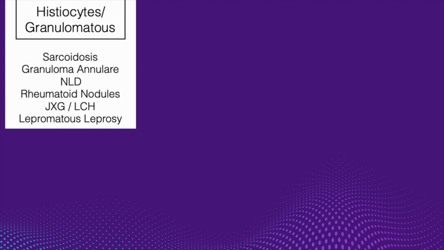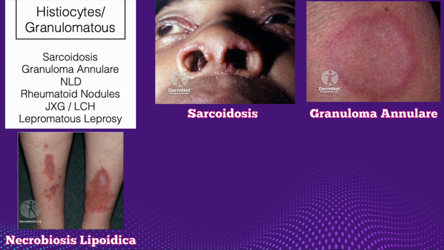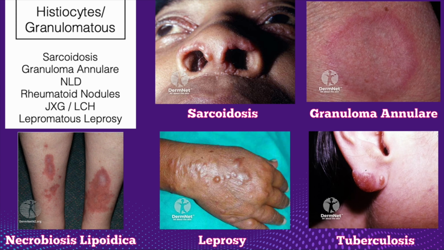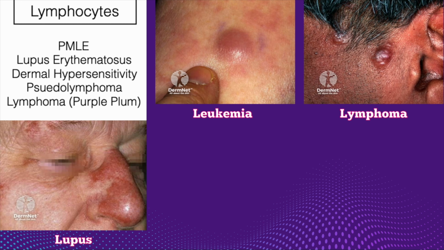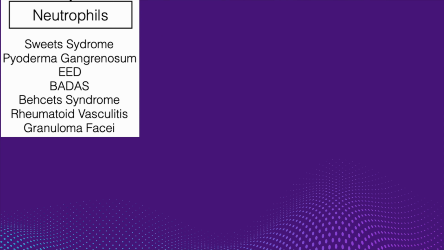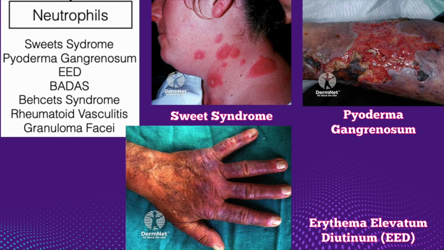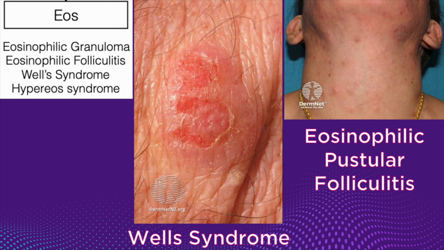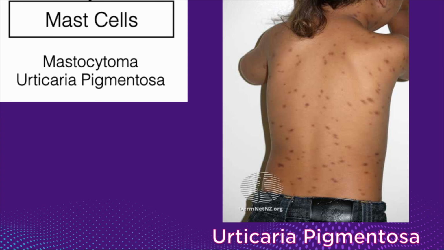Dermal histiocytic granulomatous disorders include sarcoidosis, granuloma annulare, necrobiosis lipoidica, leprosy, and tuberculosis. Dermal lymphocytic disorders include leukemia, lymphoma, lupus, and polymorphous light eruption, aka PMLE. Dermal neutrophilic disorders include Sweet syndrome, pyoderma gangrenosum, and erythema elevatum diutinum, aka EED. Dermal eosinophilic disorders include Wells syndrome and eosinophilic pustular folliculitis. And lastly, dermal mast cell disorders would include urticaria pigmentosa.